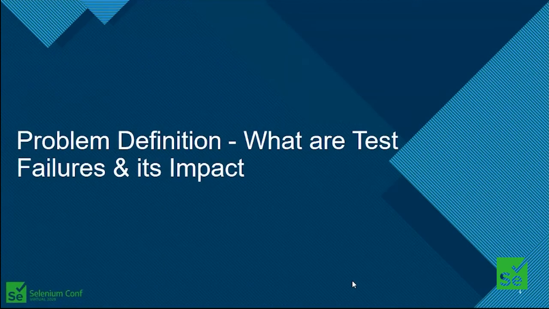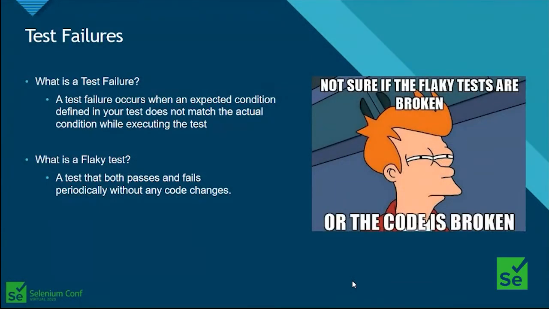Thanks, Tarun. So let's discuss in detail the problem statement of test failures and its impacts. Here we will discuss what a test failure is and what a flaky test is. So let's first discuss test failure. If any test does not perform as per the requirement due to the occurrence of any defect, then it will result in a test case failure. Similarly, a flaky test is a test that both passes and fails periodically without any changes in your code. There could be many reasons due to which tests can be flaky, some of which are concurrency, dynamic content, infrastructure issues. We will be looking into these in depth in further slides.